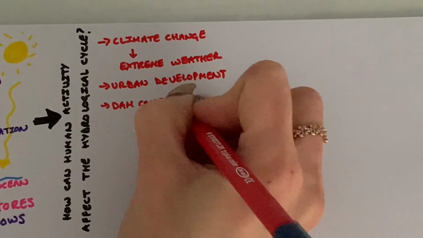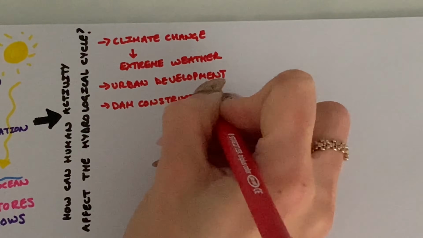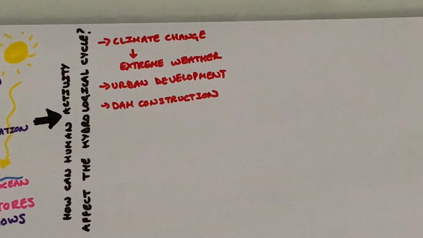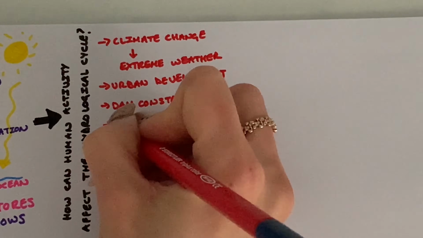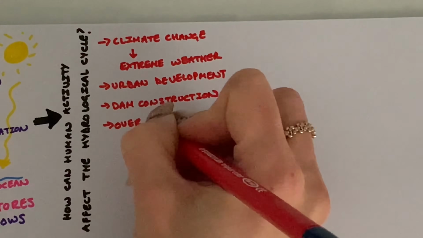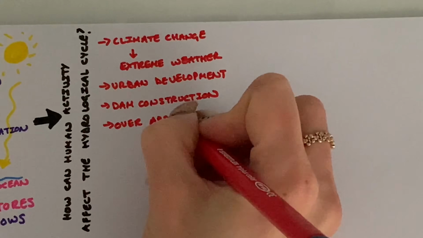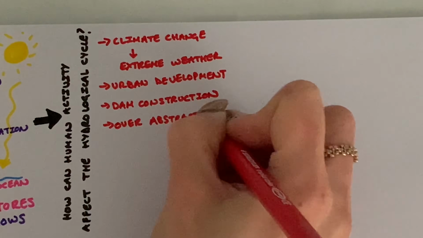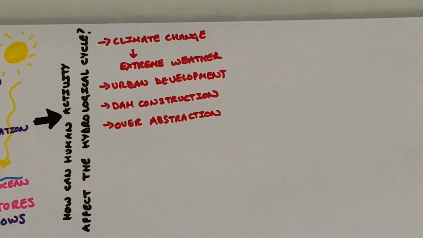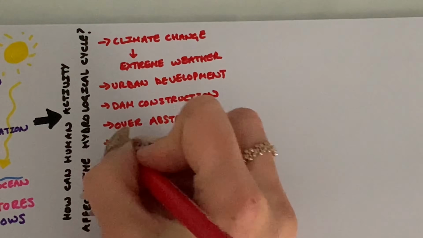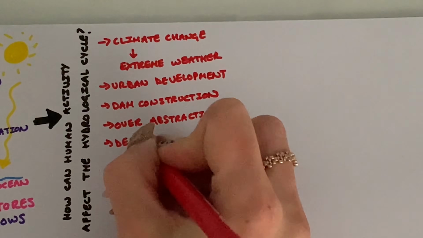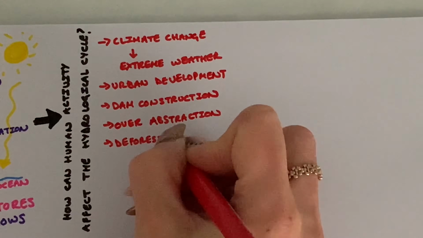Now, urban development can also introduce impermeable surfaces like concrete and tarmac into a natural environment. And that means, again, it can increase surface runoff, meaning more water gets to the river a lot faster, increasing the risk of flooding. We've got dam construction, where we build structures across the river channel which impede the flow of water from source to mouth.